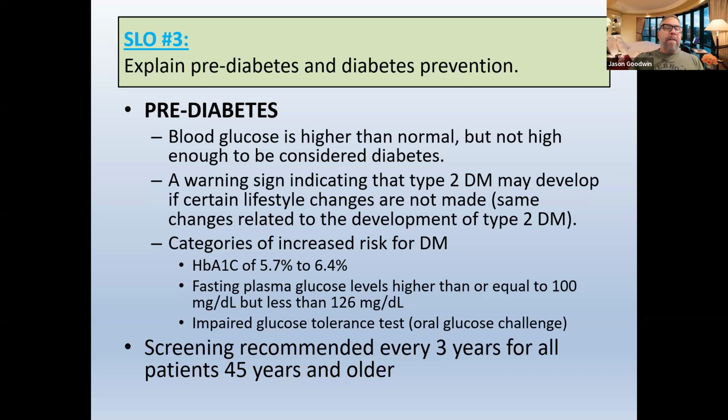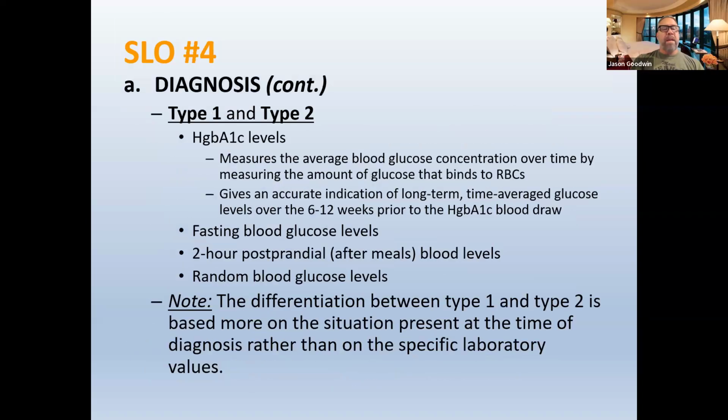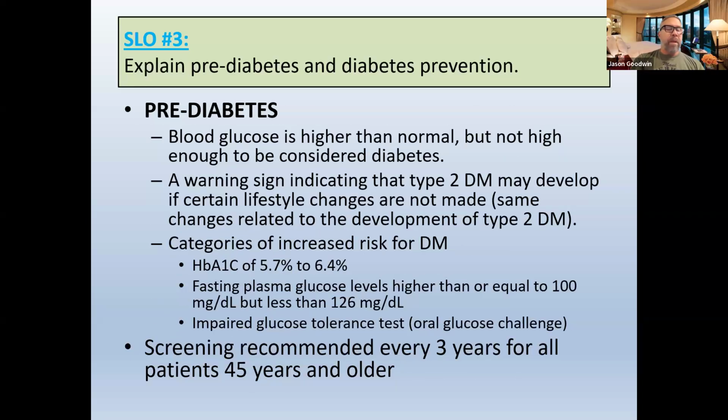Likely would be affected. And I said I didn't remember, but in the slide, fasting plasma glucose levels higher than or equal to 100, but less than 126 are considered to be pre-diabetes, okay? And sometimes what we'll do is we'll do an oral glucose challenge, also called an impaired glucose tolerance test. And so we will do that. Screening is recommended every 3 years for all patients 45 and older. We pretty much do this all the time now.